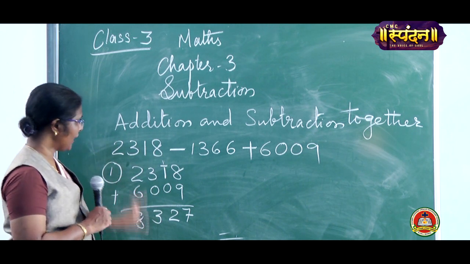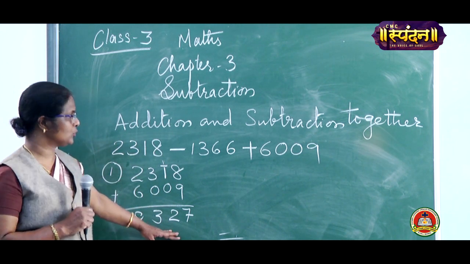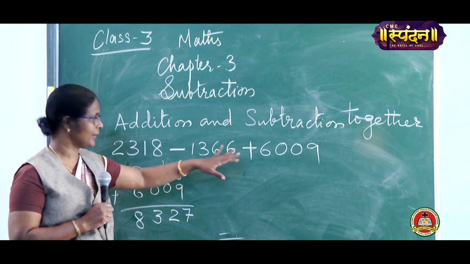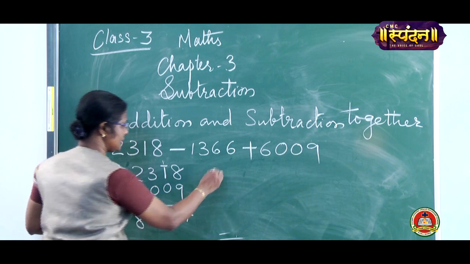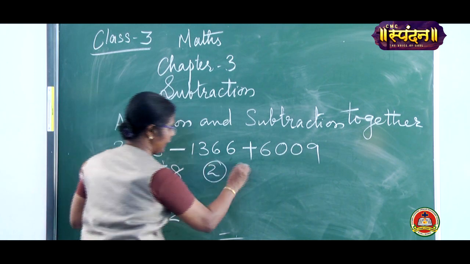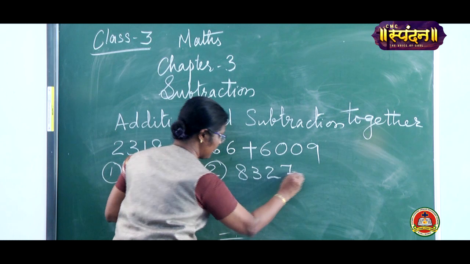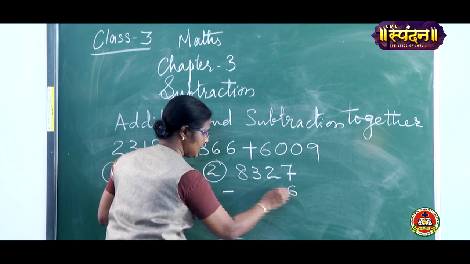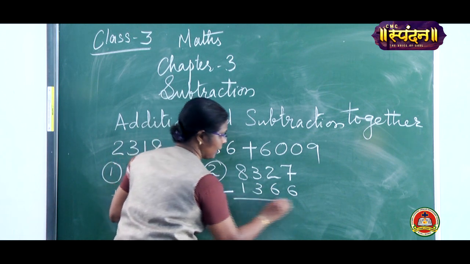No. From this number, you have to subtract the third number, that is 1366. So we write the second step, 8327 minus 1366. You have to subtract it.